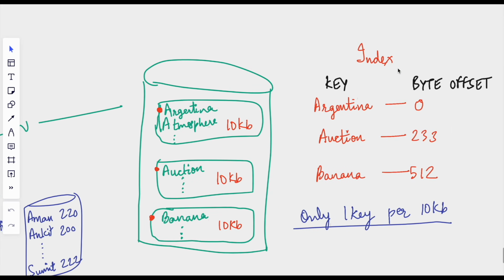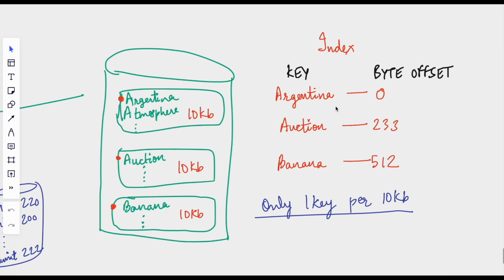Now this is in memory, okay? So this is a sparse in-memory index, and this will have again the same thing that we were having in the previous database, right? The append only approach that we were having, in which all the keys were there in memory. Now we will only keep the top of each block in this in-memory sparse index. So from the first block Argentina, from the next block auction, and from the next block banana. So for several 10 kilobytes of data, only one key is there, right? So only one key per 10 kilobytes.